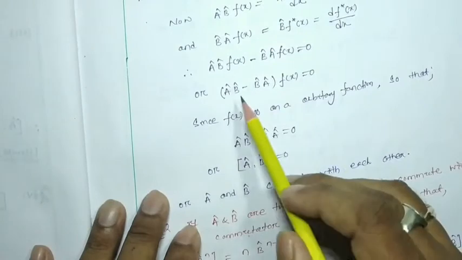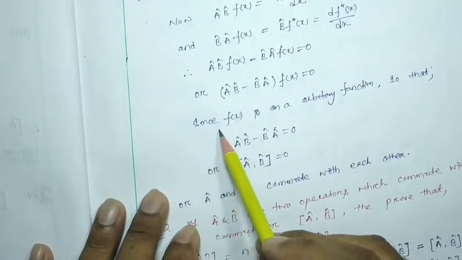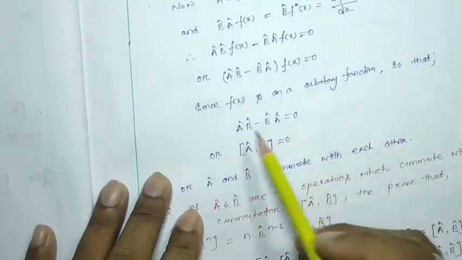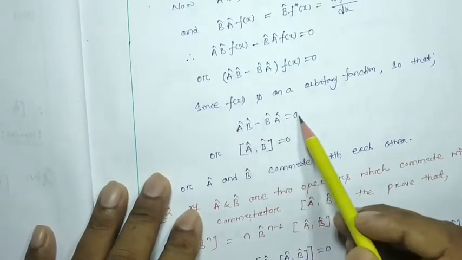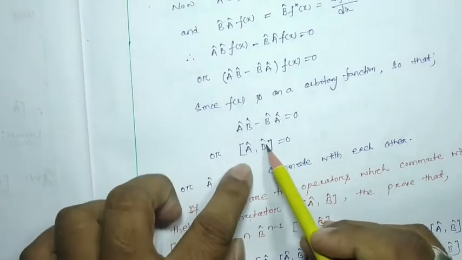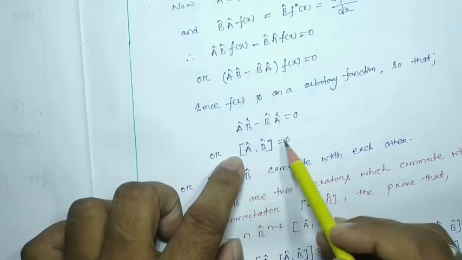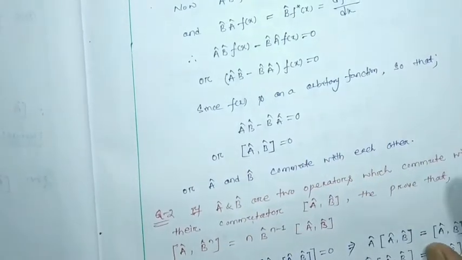Or we can say that (A cap B cap minus B cap A cap) f(x) is equal to 0. Since f(x) is an arbitrary function, A cap B cap minus B cap A cap is equal to 0. So A cap and B cap commute with each other, or the commutator of the two operators is equal to 0. Hence it has been proved.